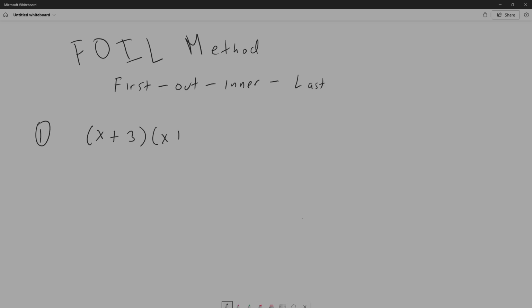So the first example we're going to work out is x plus 3 times x plus 5. Okay, so we're gonna multiply the first, which is x times x, so that's gonna be equal to x squared.